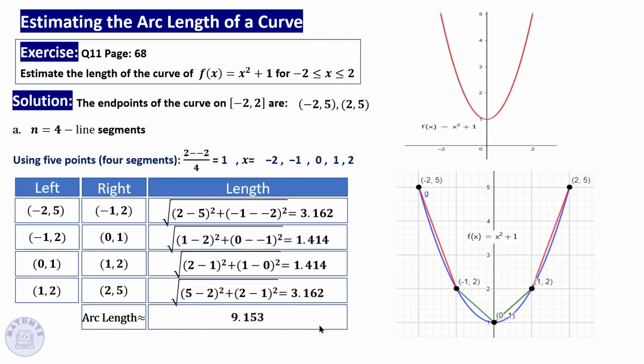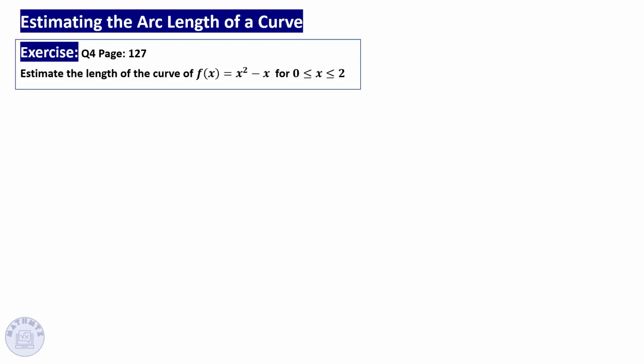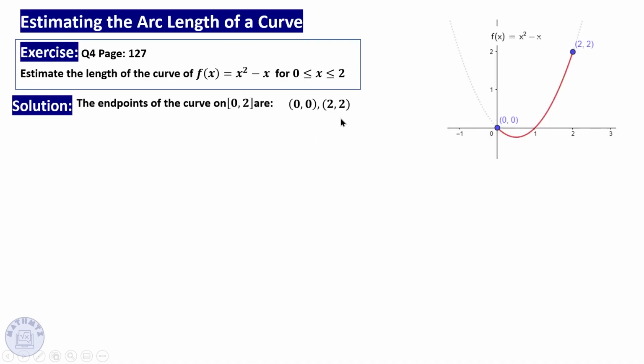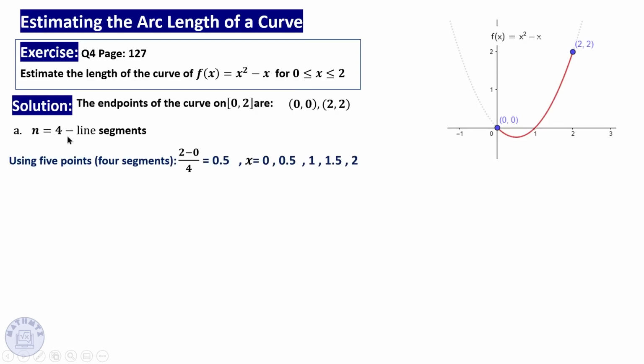That's it. Another question. I encourage you to pause the video and try to solve the question on your own. Okay, estimate the length of the curve on this interval. So the first thing to do here is find the length, and the question provides that we need to do 4 line segments. So you take the length of the interval divided over 4, and this gives the sub-interval length, which is half. So starting from the initial point, you're going to add half each time.